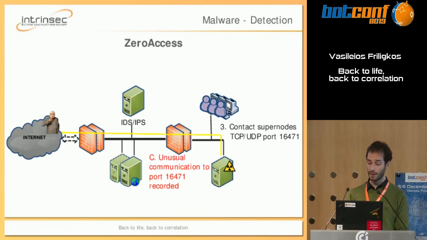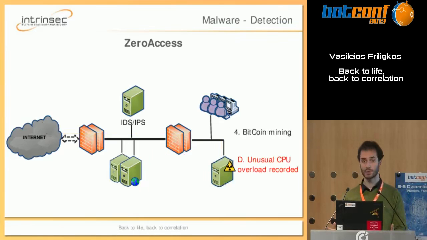Third, ZeroAccess is actually trying to communicate with supernodes to start performing and receiving commands, and it's doing it using UDP port 16471, so a really high-level port. Our firewall can also log that information as unusual high-level port used. Last action, the actual malicious action being performed by ZeroAccess, Bitcoin mining, locking our machine into high overload of CPU consumption out of backup hours, let's say, or out of high activity hours.